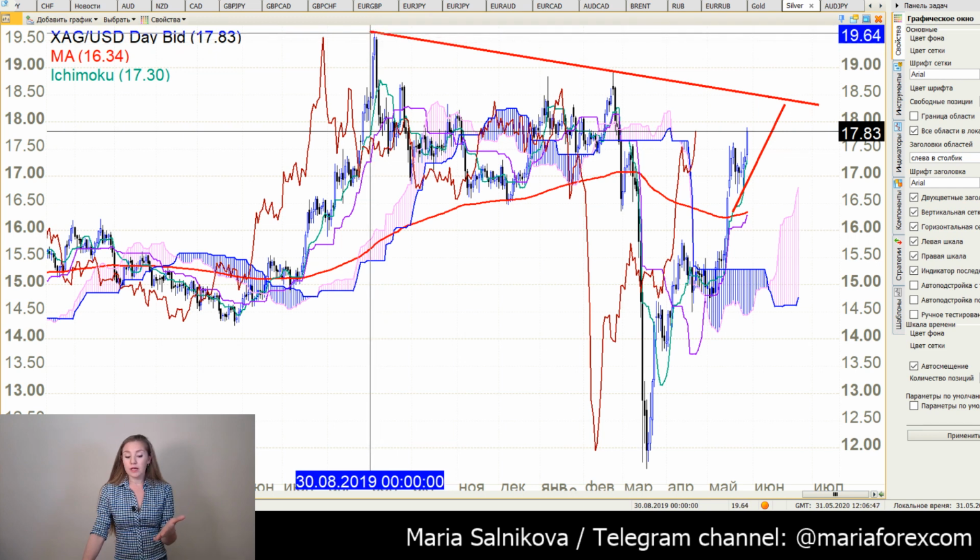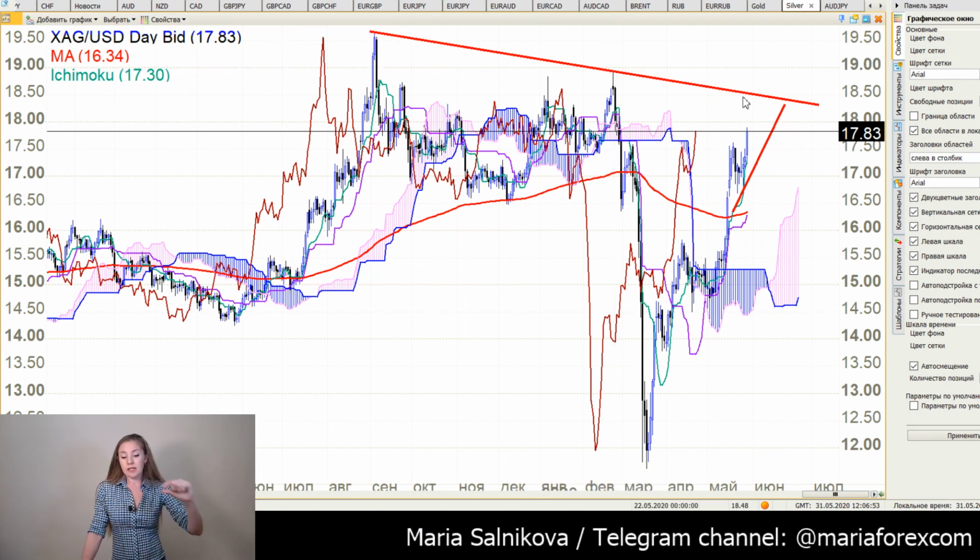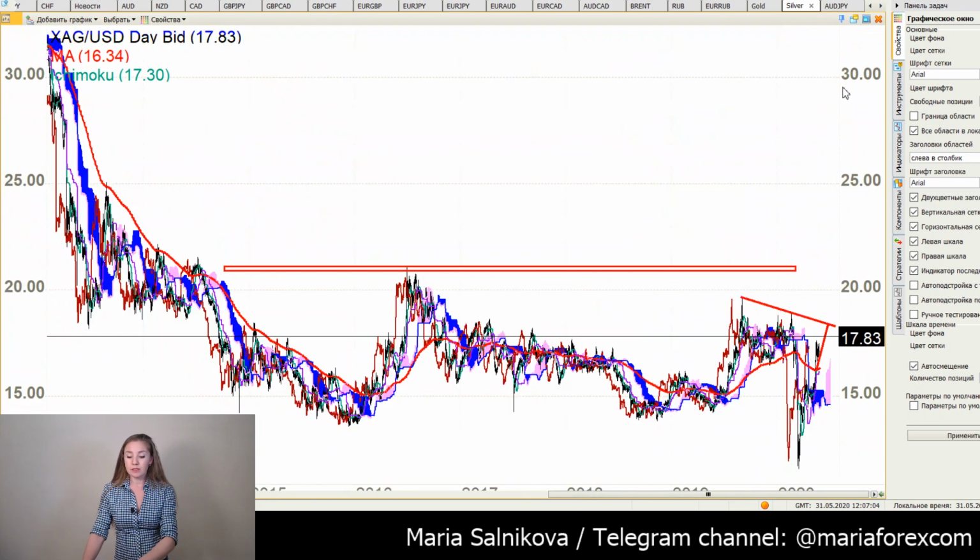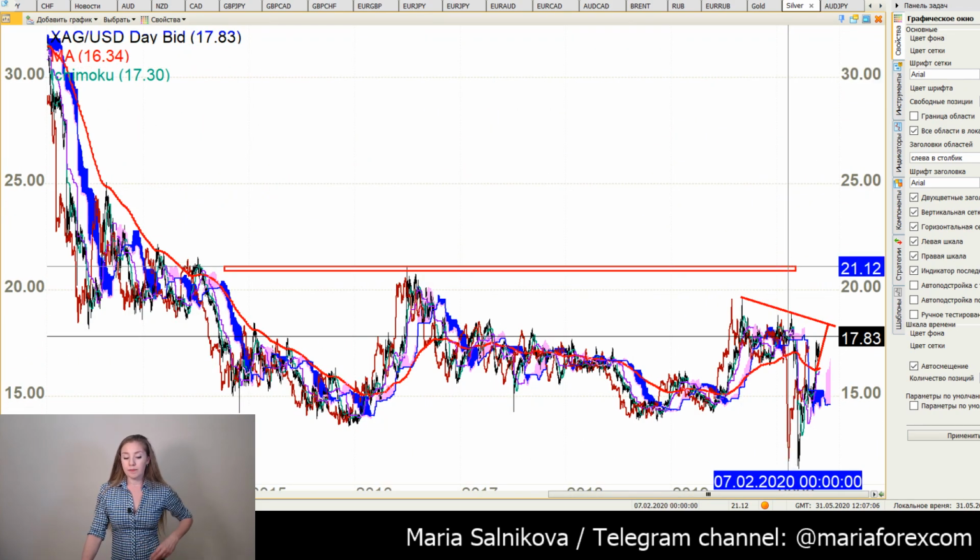And I go through the previous history of this instrument, and look, here is the maximum price in 2019. Then here is the maximum price 2020. I make this trend line, and it's not a target, but this is like an area where I think they will stop going up a little bit. If they break this area, after that we will go up to 21.